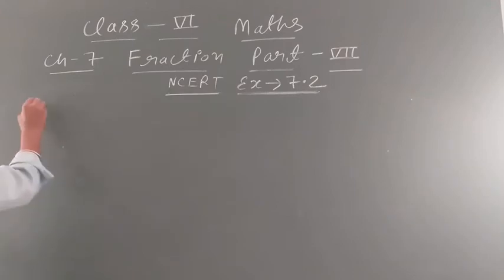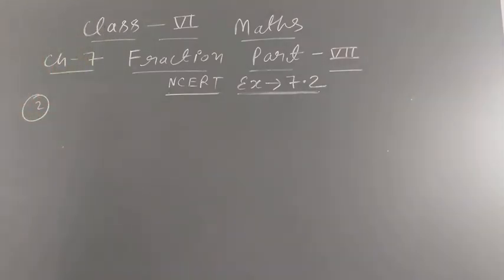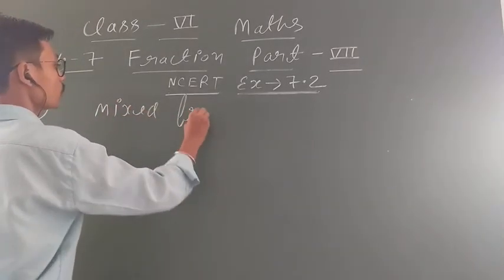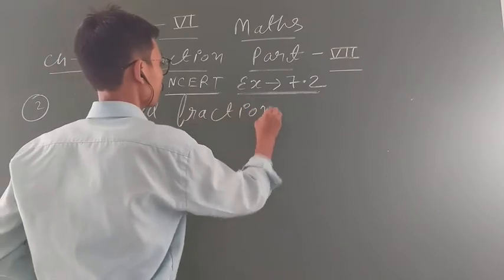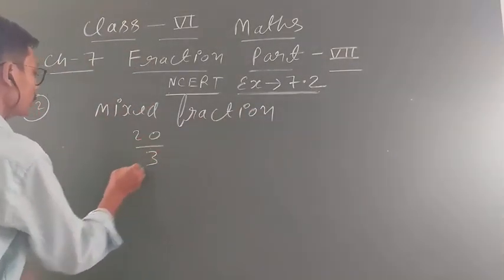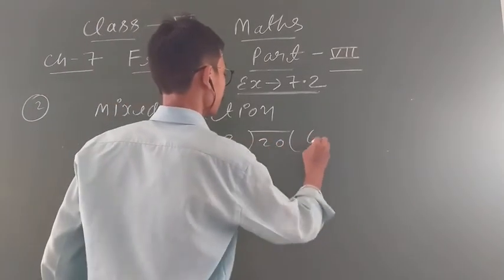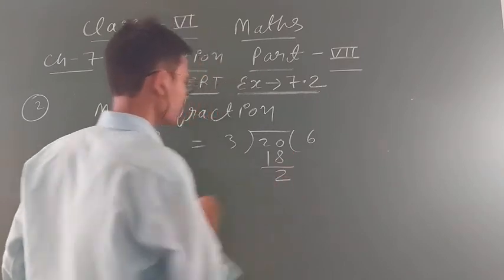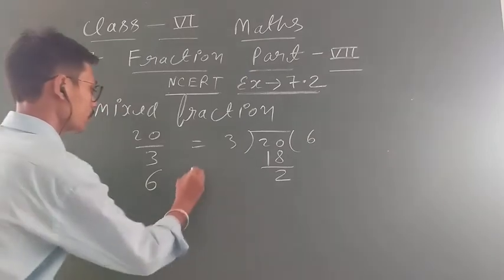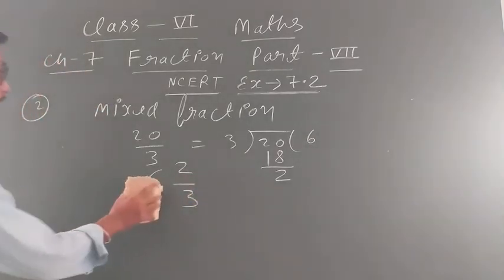Now for the second question, I am going to discuss: express the following as a mixed fraction. Mixed fraction is very general; you know it very well. How to convert into a mixed fraction? Like 20 upon 3 is given, student. Similarly you have to divide: 3 sixes are 18, 20 minus 18 is 2. Now what will you write down? 6 whole 2 upon 3.